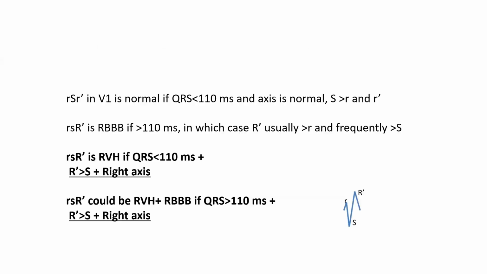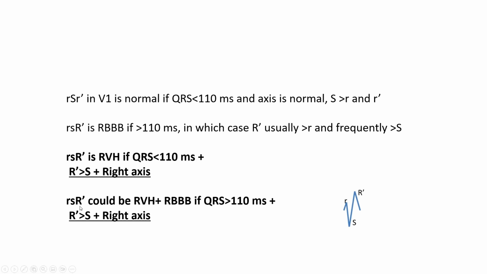Right bundle branch block with R prime bigger than S and right axis is very possibly RVH. Now, I didn't say it's definitely RVH associated with it. Why? Because what's the other option? It's left posterior fascicular block. So a right bundle branch block with right axis could be left posterior fascicular block, or more commonly RVH, because left posterior fascicular block is an uncommon conduction disease. It's the least common conduction disease.